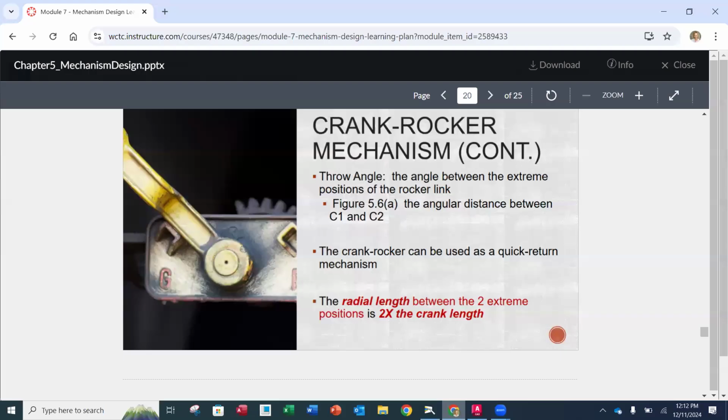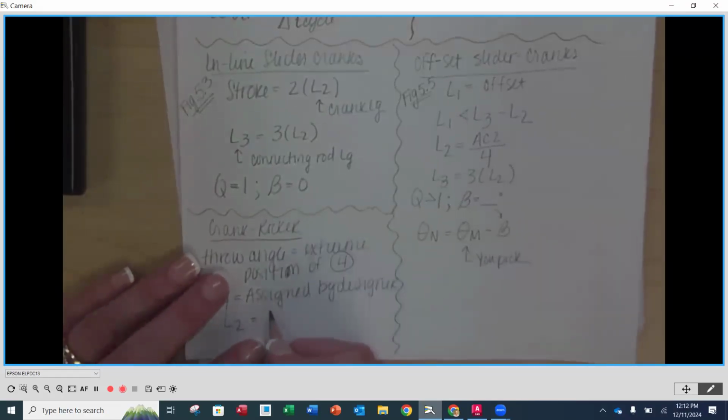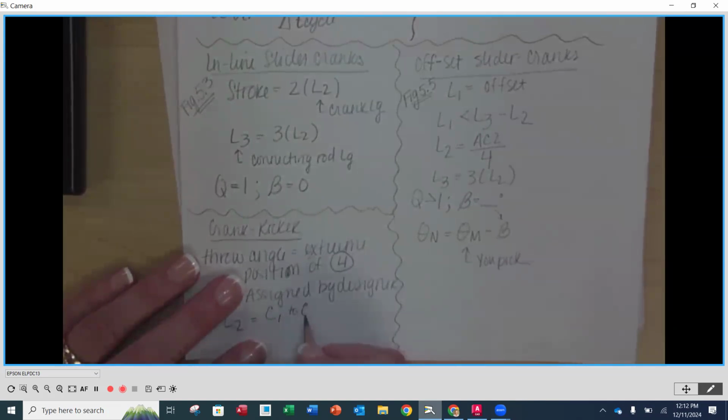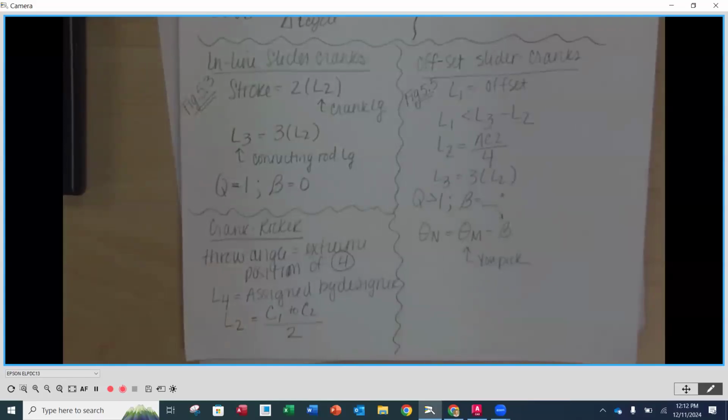Now, if we go back to the statement right here on our PowerPoint presentation, it says the radial length between the two extreme positions is going to be 2 times the crank length. So the crank length we know is going to be L2. So we can say underneath here, L2 is going to be equal to the radial distance from C1 to C2. It's going to be a length divided by 2. So half of that distance.